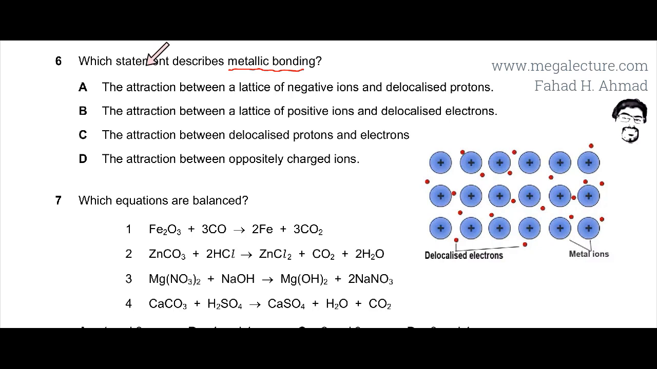So coming back to the question, which statement describes metallic bonding? The first option, an attraction between the lattice of negative ions, is incorrect because metals are going to have positive ions. The second statement looks correct. Option B, the attraction between the lattice of positive ions and delocalized electrons. This statement looks perfectly correct, and this would be your correct answer for this question.